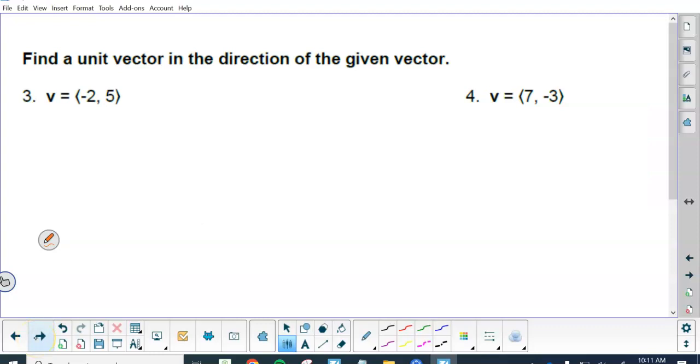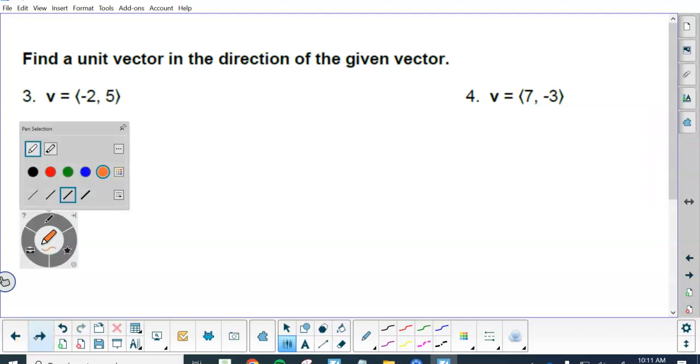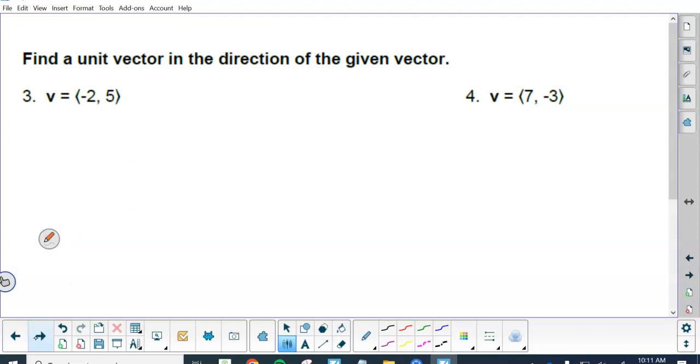All right, so for problem 3, we're going to find the unit vector. We're going to take the -2 and we're going to take the 5. Look, I spaced them out on purpose because we're going to divide each of those by the magnitude. And remember, to find the magnitude, it's a squared plus b squared rooted.